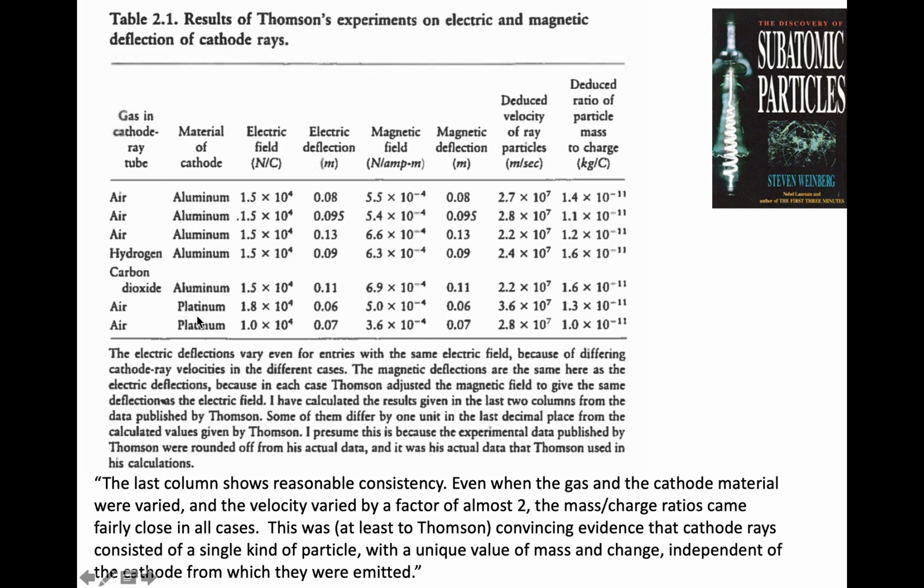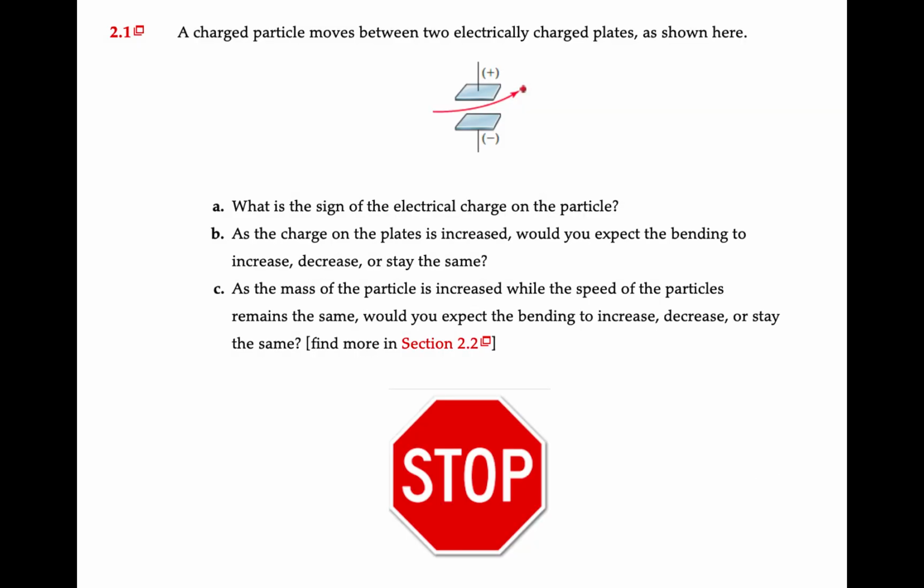Notice the different types of experiments. He's changing the metals that were involved. He's changing the gas that was in the tube. By adjusting the potential difference, he could change their velocity. And in each case, he's looking then at the overall ratio involving the charge and the mass.